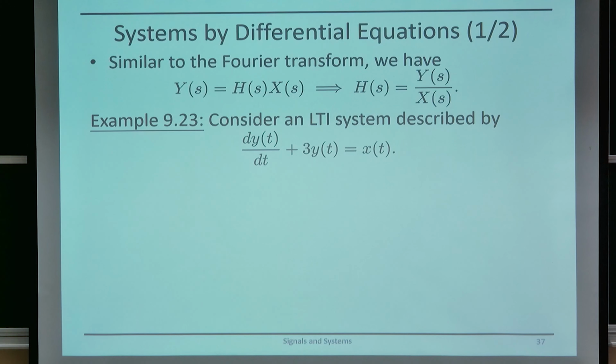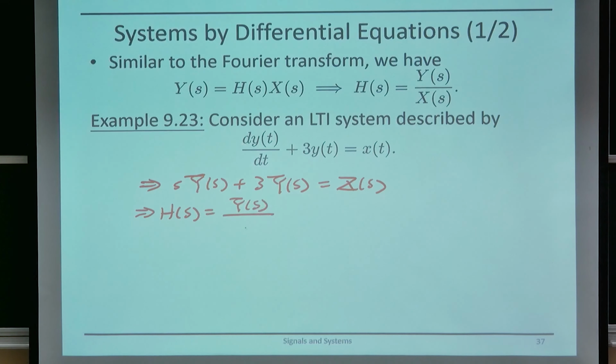So we can look at a couple of examples. Here we have a simple example. If we apply this here, first of all, the derivative of y has a Laplace transform that is s times y of s, plus 3y of s equal to x of s. Okay? So this is the Laplace transform of y, and this is the Laplace transform of x. And then to find the system function, you simply move x to this side and this s plus 3 to the other side. So the system function is y of s over x of s, which is 1 over s plus 3.